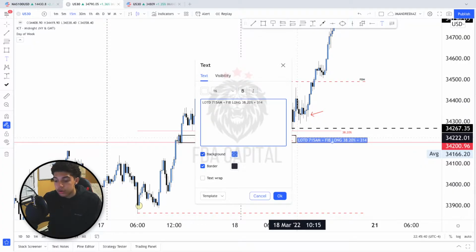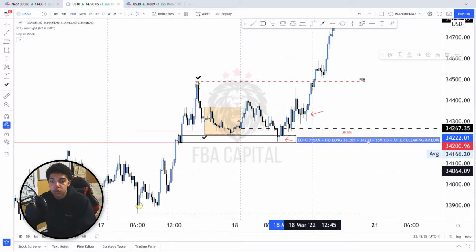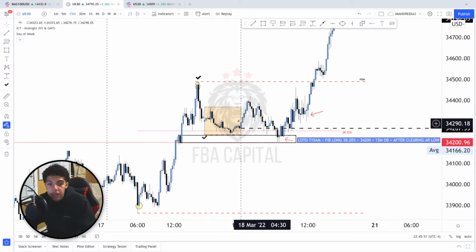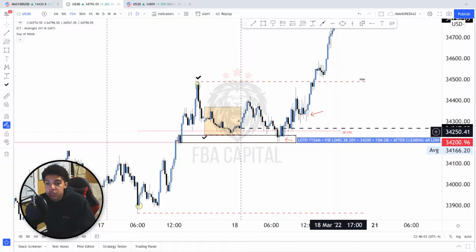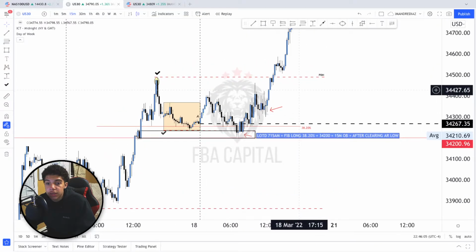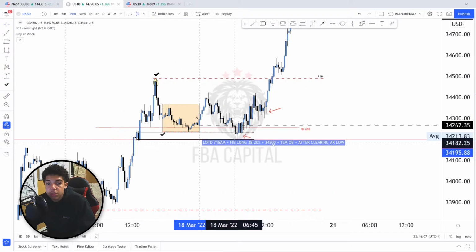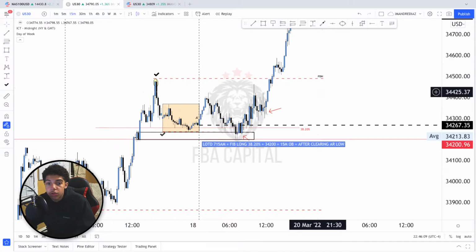We also had 34,200 big figure rejection, along with that 15-minute bullish order block after clearing London lows, not London, Asian range lows. Just like that. So we cleared this Asian range low, had the false break, traded into the 15-minute bullish order block below the 12 a.m. open, created the low of the day, rejected the 38.20% fib long from the daily, and then from here, price started to just overall start to trend higher.